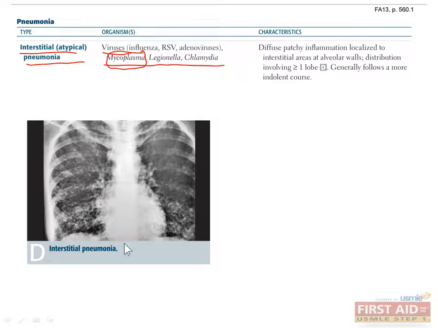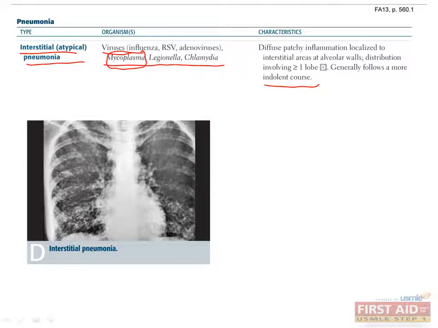On chest x-ray, you tend to see a diffuse patchy inflammation localized to the interstitial areas at the alveolar walls. You often hear this pneumonia referred to as a walking pneumonia. So why is it called a walking pneumonia? That's because it tends to have a more indolent course than other types of pneumonia.